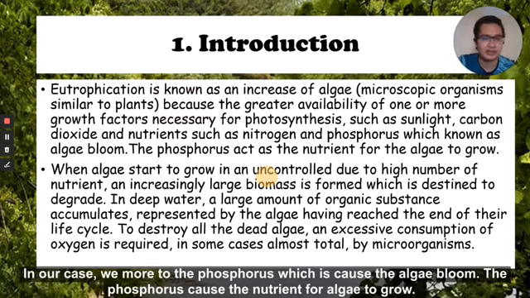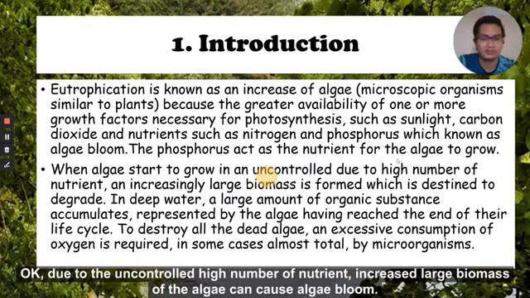In our case, we focus more on phosphorus, which causes the algae bloom. The phosphorus is the nutrient for the algae to grow. Due to the uncontrolled increase in nutrients and the large increase in biomass of the algae, it can cause the algae bloom.